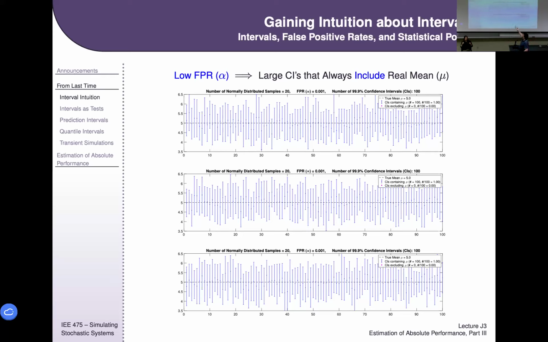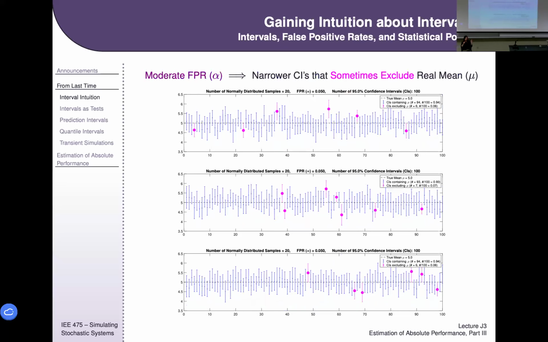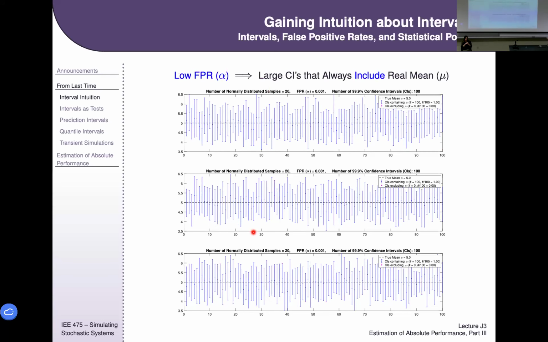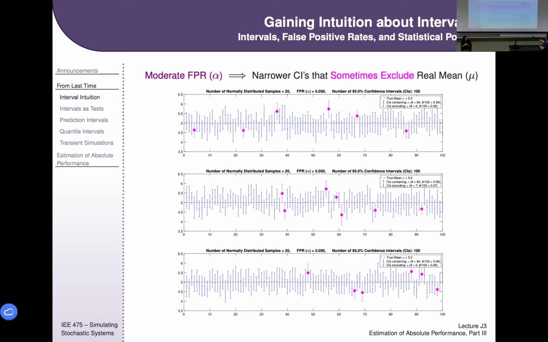The 99.9% confidence interval is quite a bit smaller than that, but it is quite a bit larger than the 95% confidence interval. So that's what we see playing out here. So remember, this is a 99.9% confidence interval. This is a 95% confidence interval, same experiment. Here it happened to be that none of these confidence intervals failed to capture the mean because we only expected 0.1% to fail. Here, we expect 5% of these confidence intervals to fail to capture the mean, and that's what you see. These little magenta dots are confidence intervals that failed to capture the true mean.